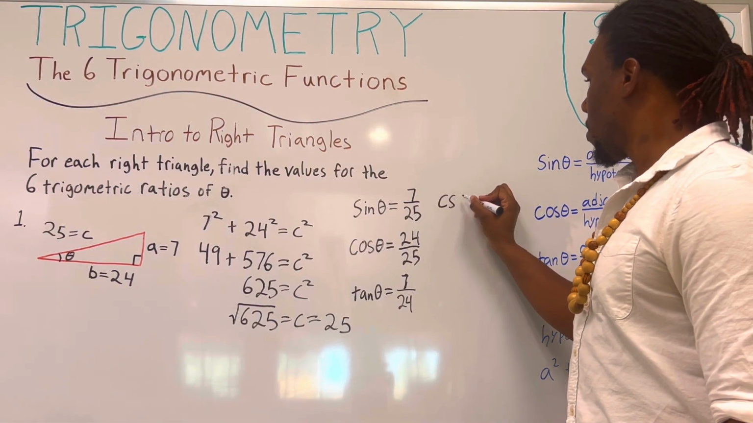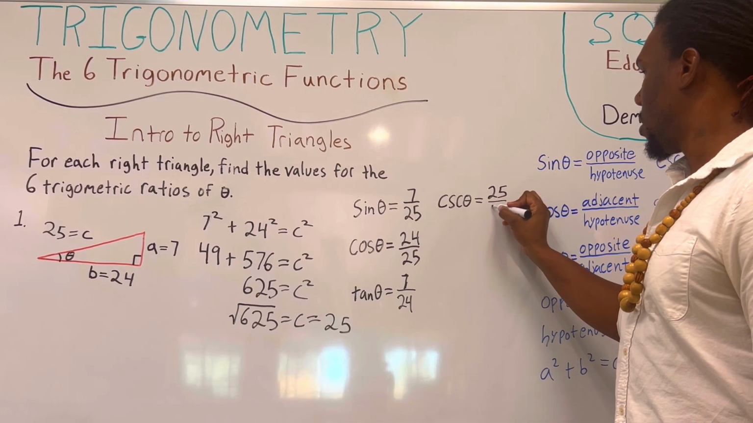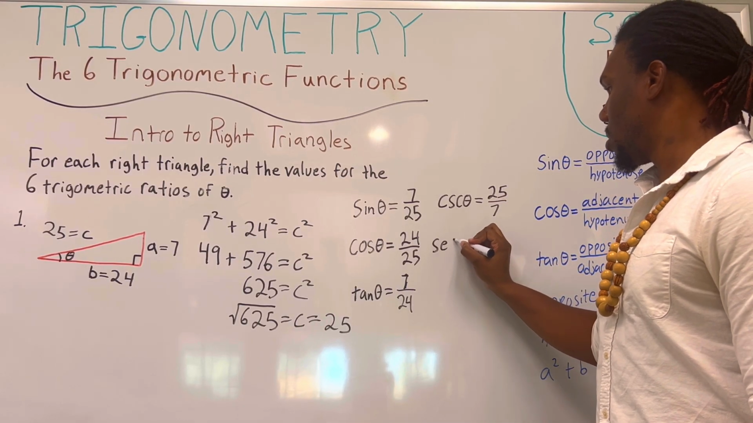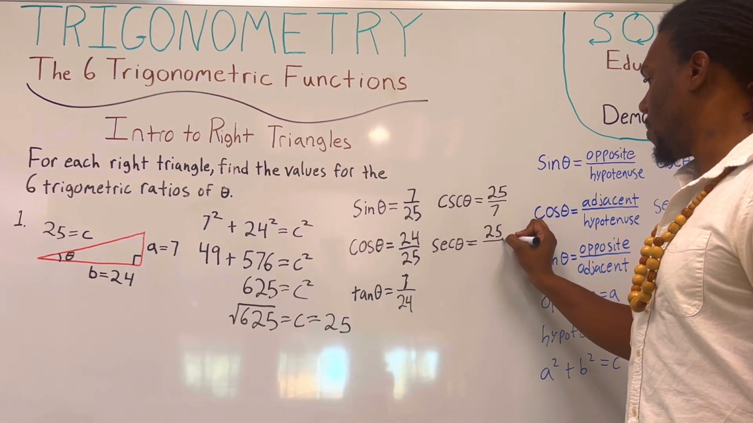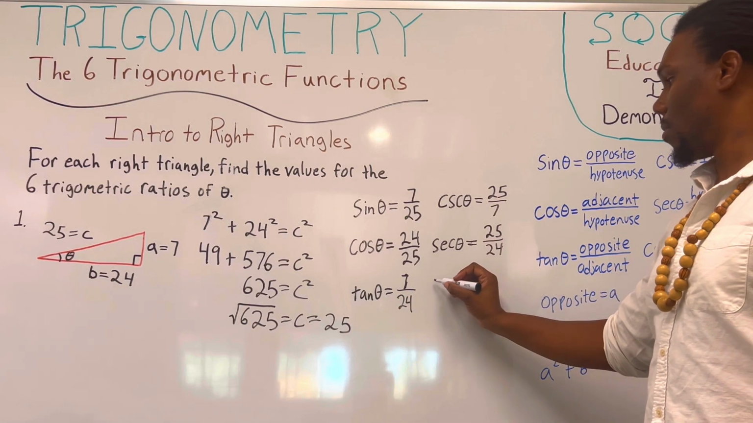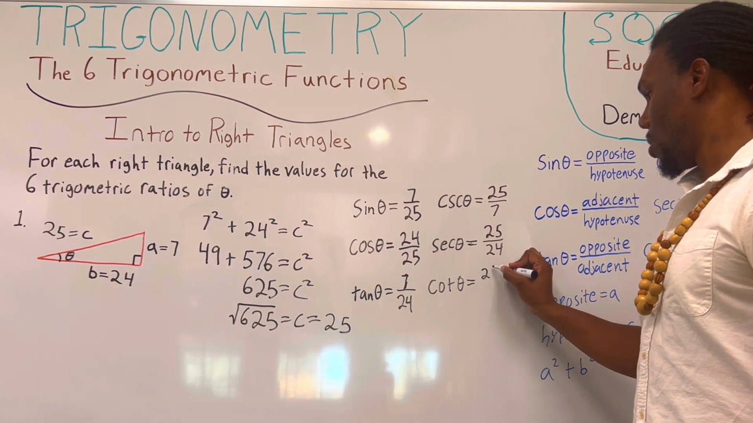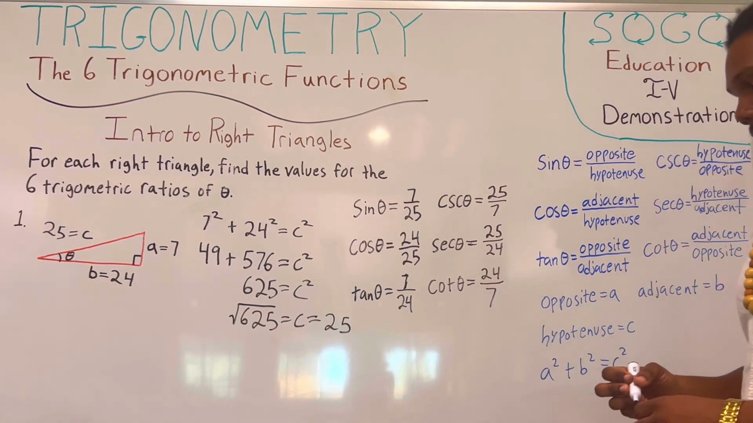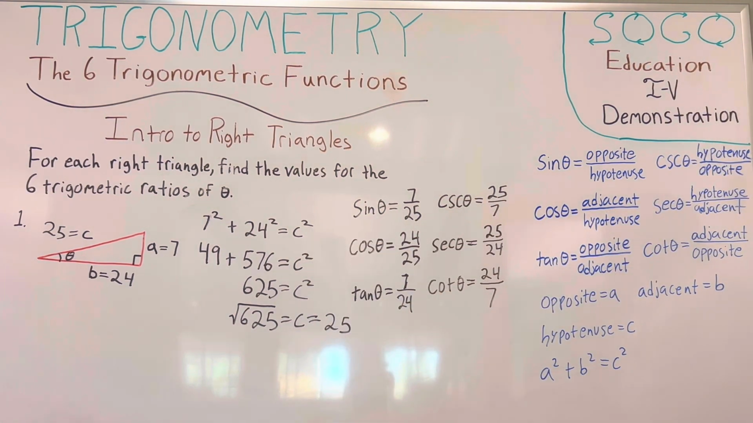All right, the next 3 trig functions are the reciprocals. The reciprocal of sine theta is cosecant theta, so that's 25 over 7. The reciprocal of cosine theta is secant theta, so that's 25 over 24. And the reciprocal of tan theta is cotangent theta, so that's 24 over 7. Simple, easy, done, we're done.